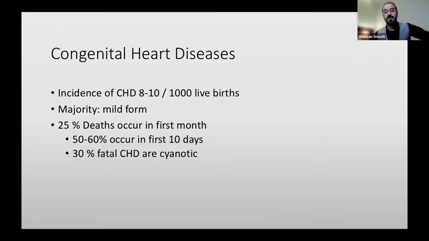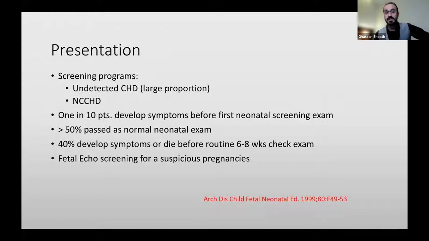The majority are mild forms. But of interest, a quarter of them die in the first month of life, and that makes it very critical that you diagnose, establish, and deal with these cases. More than half of them die in the first 10 days, and a third of them have fatal congenital heart disease and cyanosis.